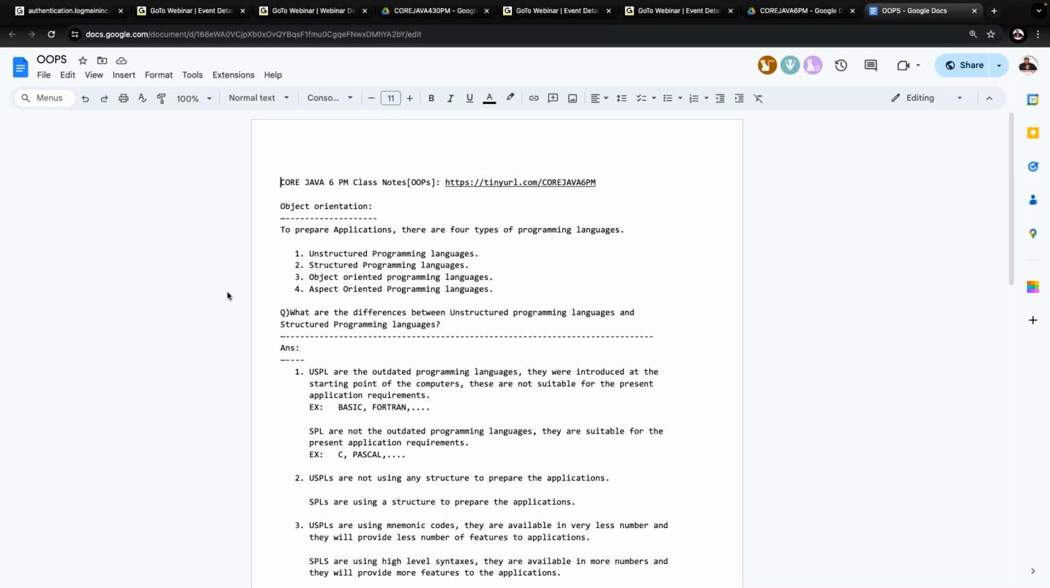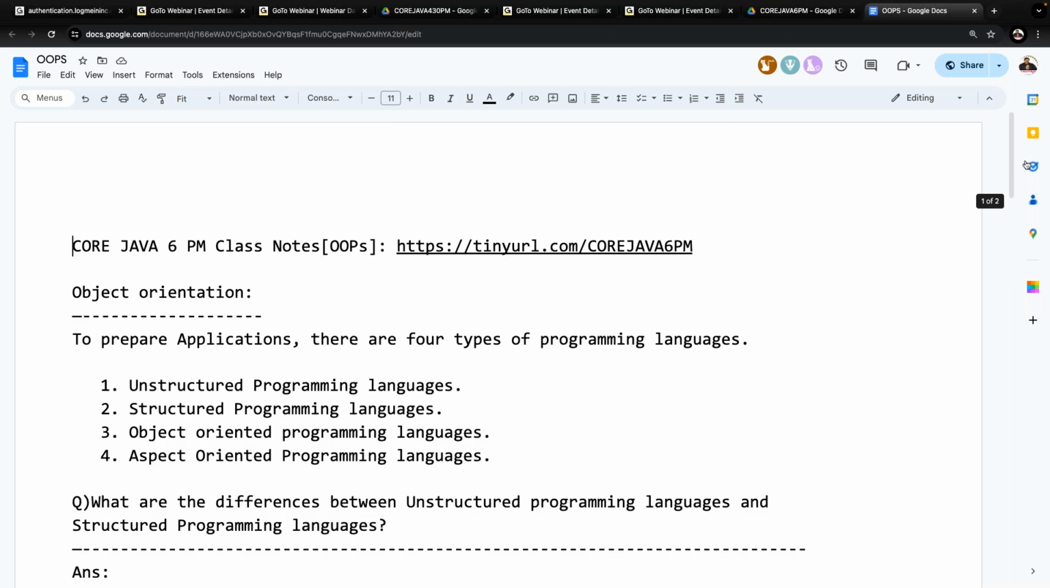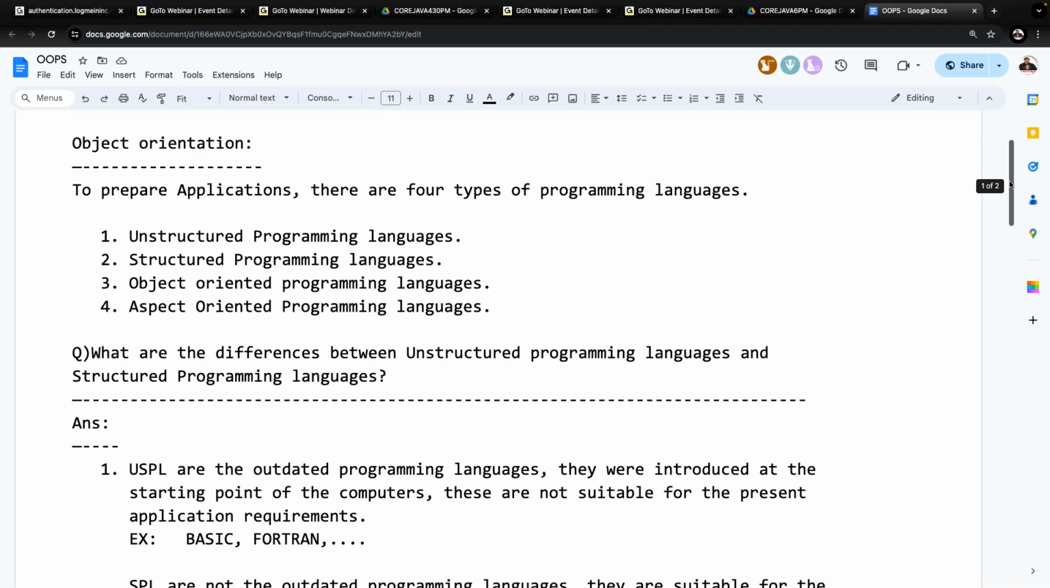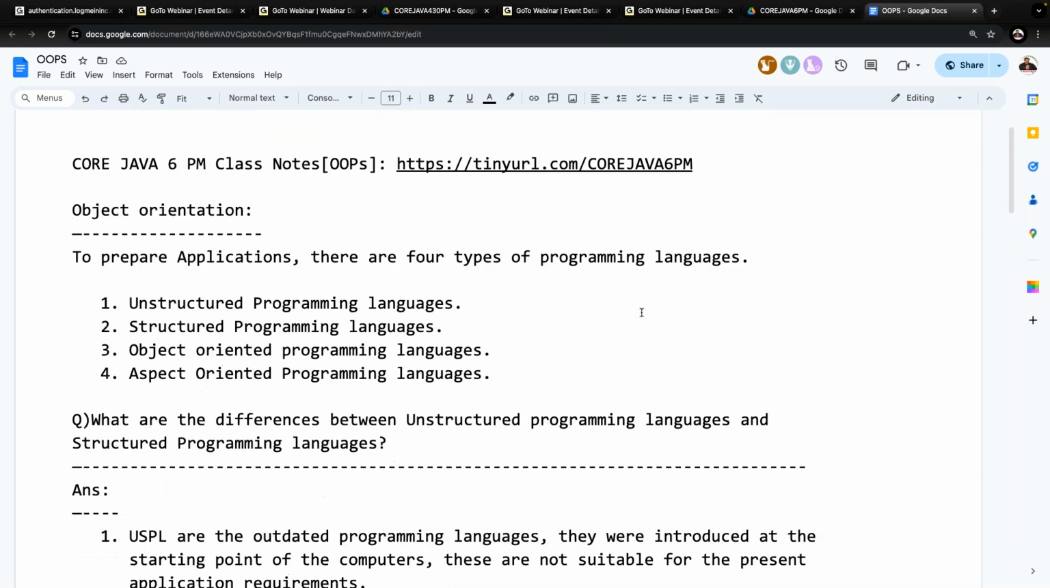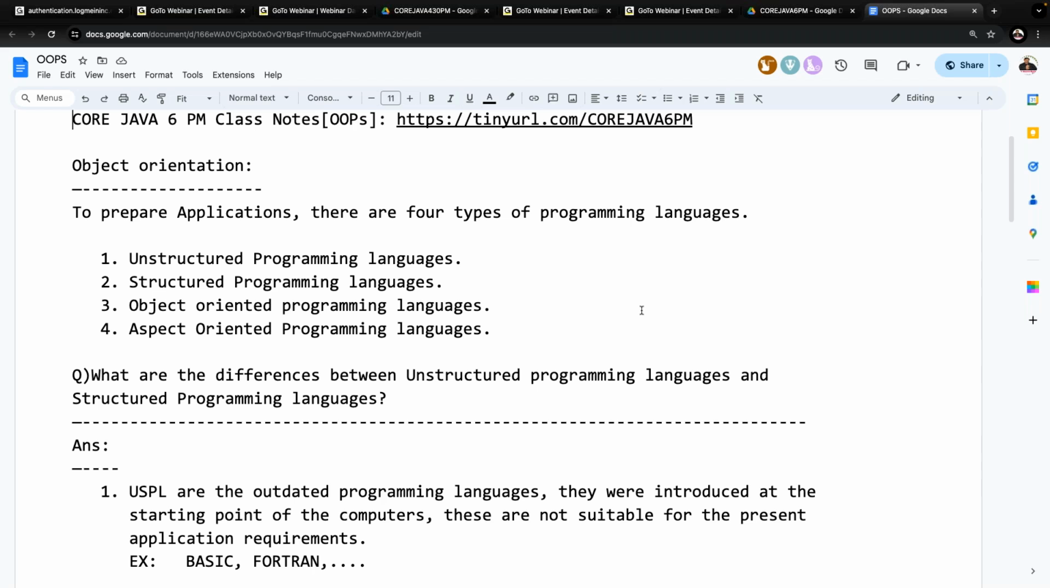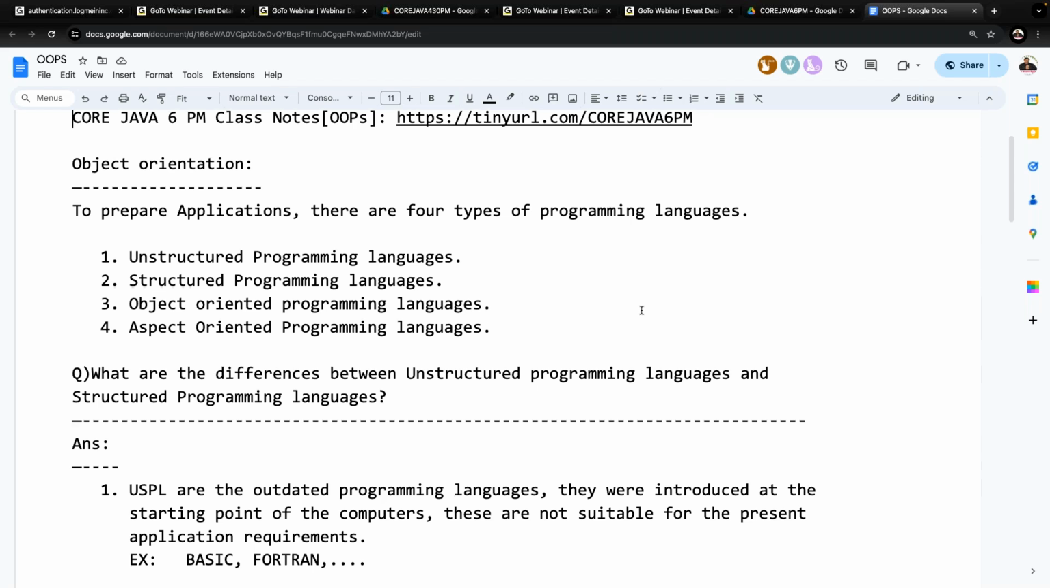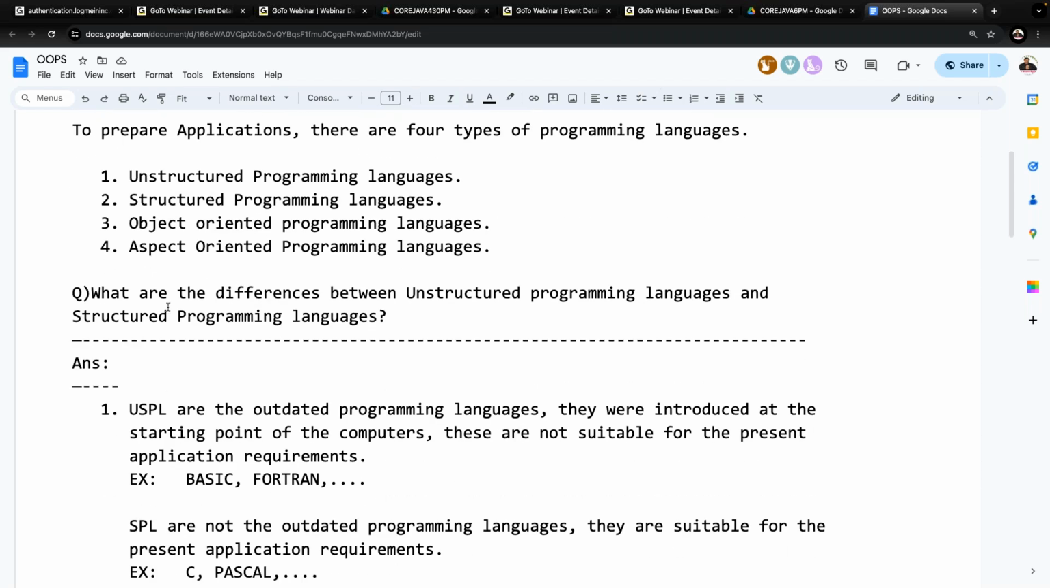Types of programming languages, here we understood. Tell me, all of you know the answers to my questions. To prepare the applications, how many types of programming languages are available? 4 types. What are the 4 types? Unstructured programming languages, structured programming languages, object-oriented programming languages, aspect-oriented programming languages.